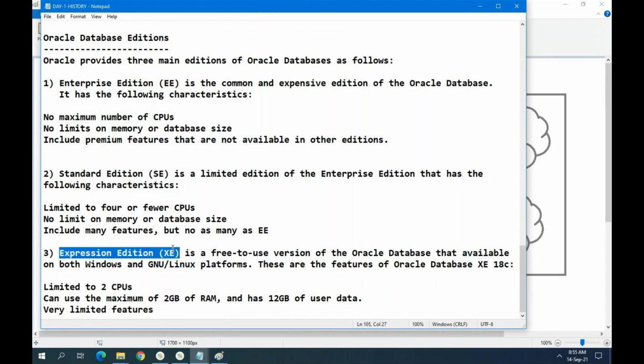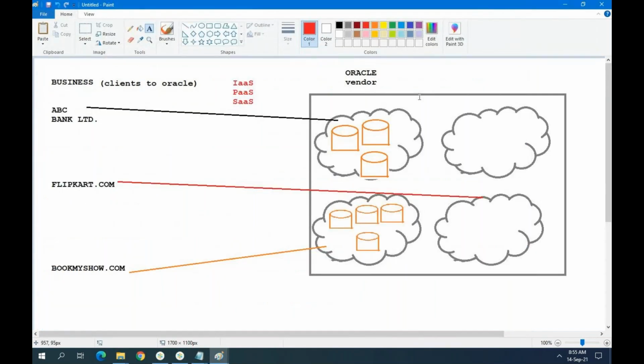If your system has 8 GB RAM, you can install Oracle 19c.